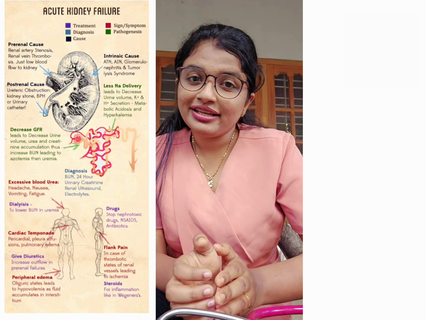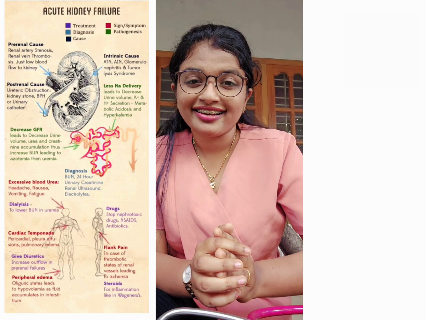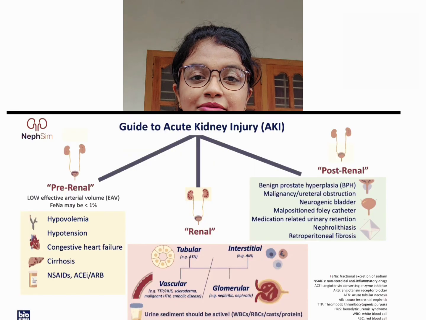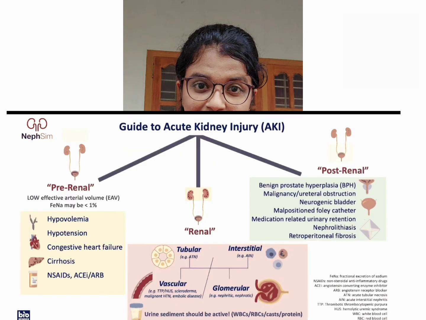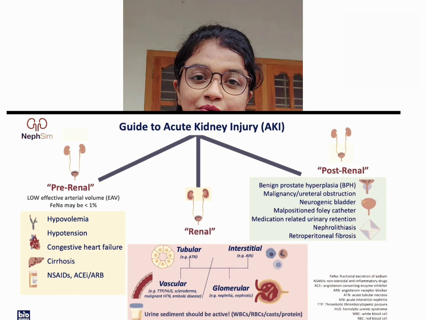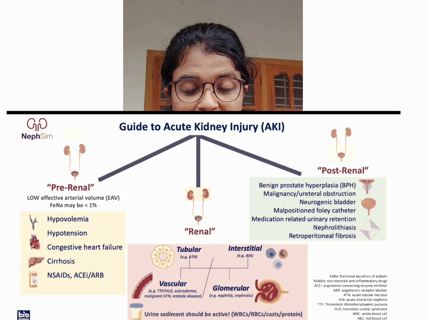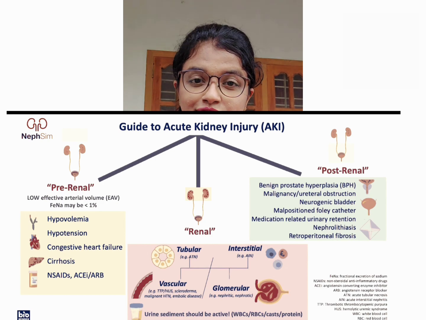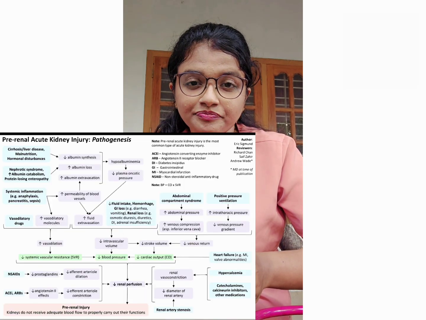Okay, now let's go to acute renal failure. What are the causes of acute renal failure? There can be basically three levels of causes. One is pre-renal, next is intrinsic, and the other one is post-renal. Pre-renal causes are basically caused by reduced blood volume or reduced BP. What are the causes of reduced blood volume or hypovolemia?